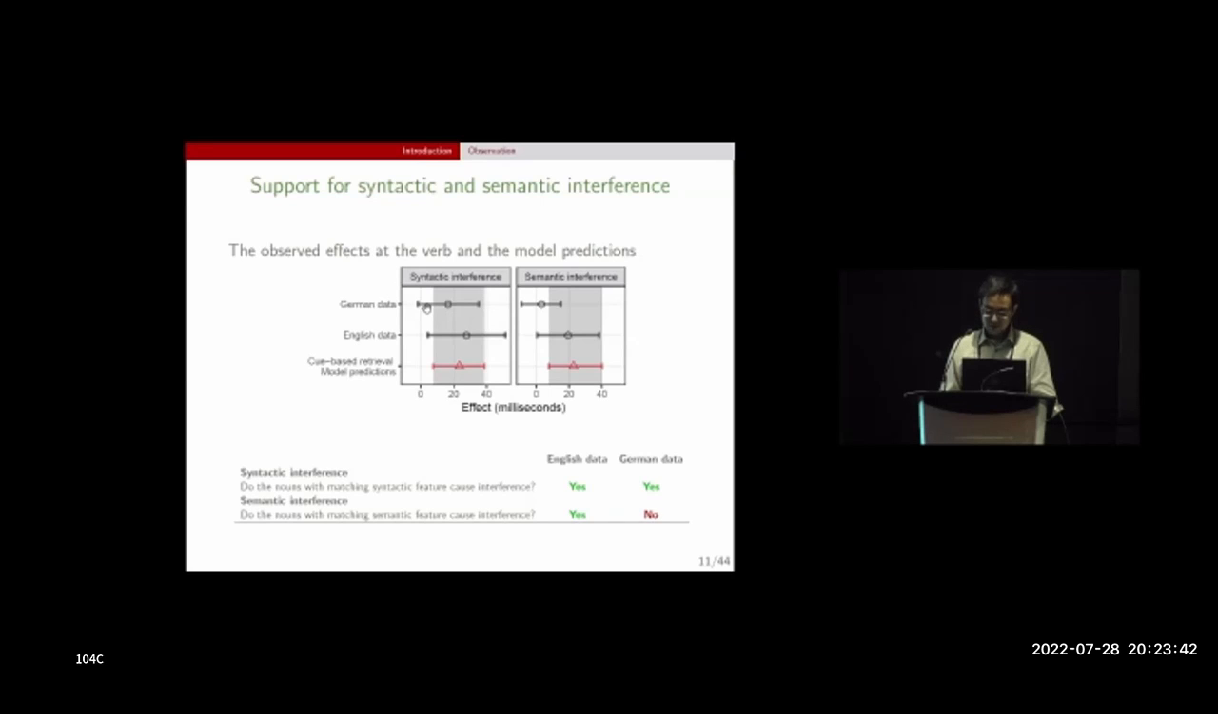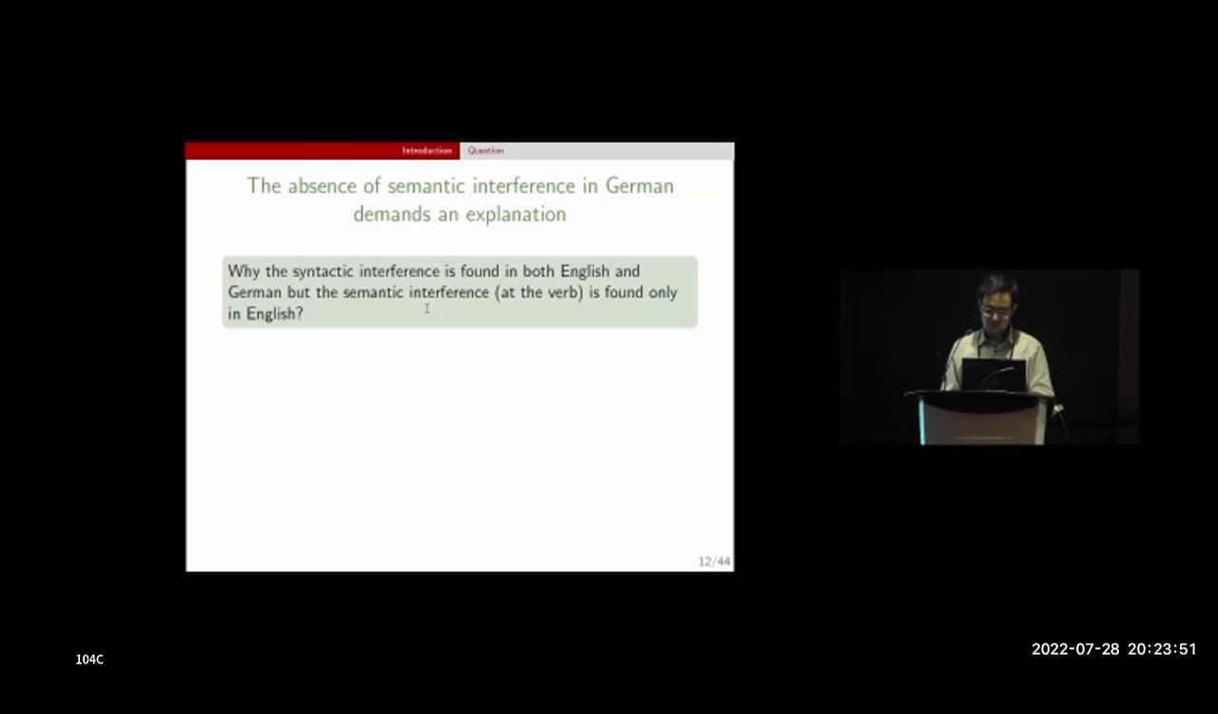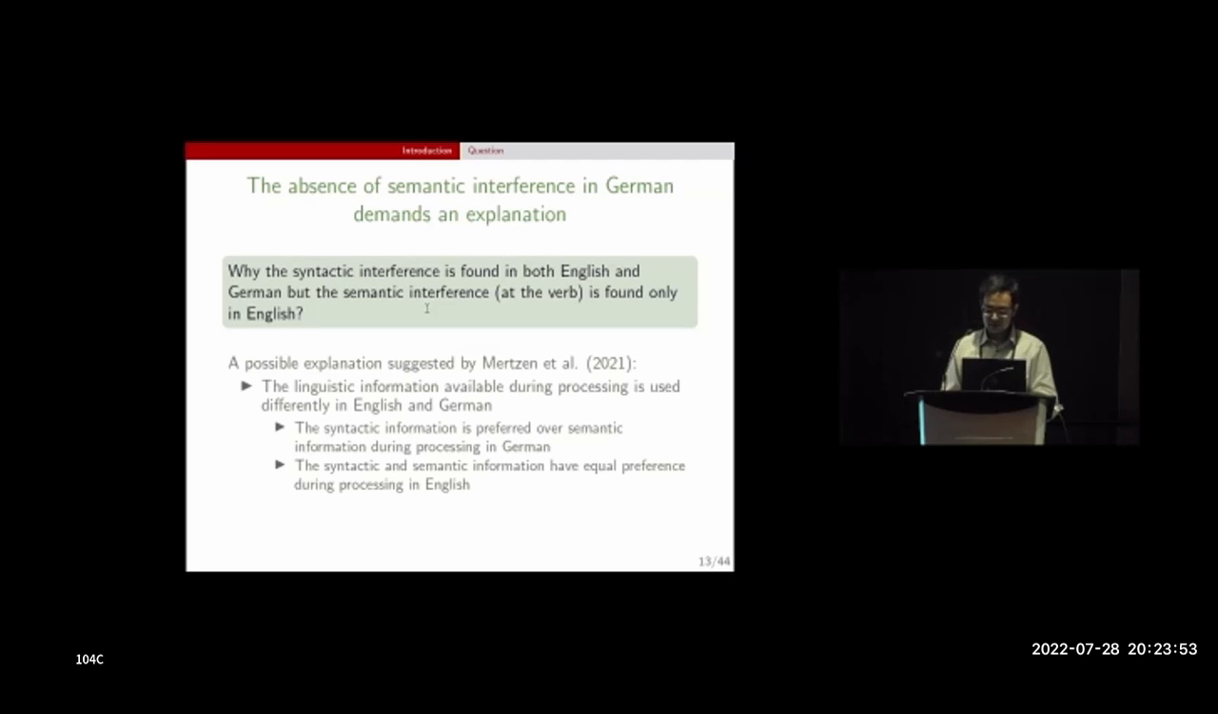So the question is, what causes this pattern, where you see both kinds of interference in English, but only syntactic interference in German? A possible explanation is suggested in the same recent paper: probably the linguistic information available during processing is used differently by English and German speakers. For example, it is possible that syntactic information is preferred over semantic information during processing in German, that is to say, syntactic information is given more weight compared to semantic information, while both kinds of information are given equal preference during processing in English.